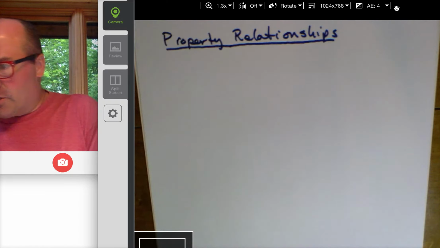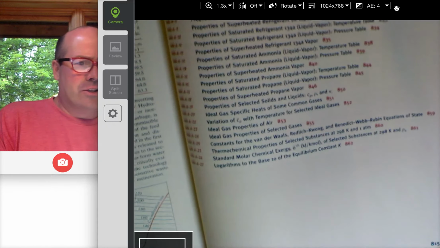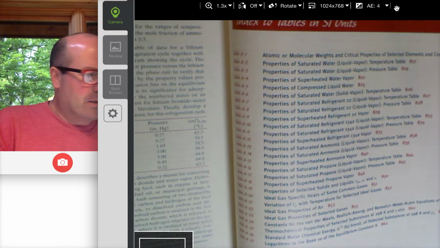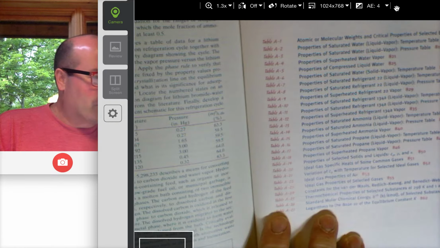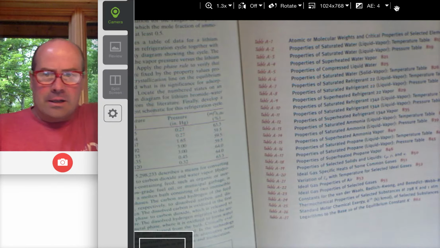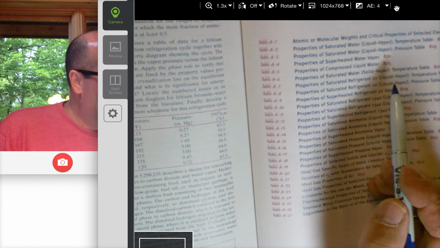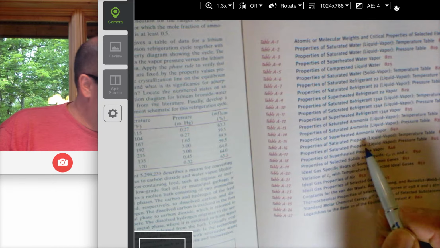So I'm going to start by talking a little bit about the tables. This is page 815. Now page 815 describes all of the tables. It's the index for the tables, A1, A2, A3, A4, all the way down to A27. As I mentioned, we'll see water here, water, water, water. Also see refrigerant 22, refrigerant 134A, ammonia, propane, air, and some other gases.